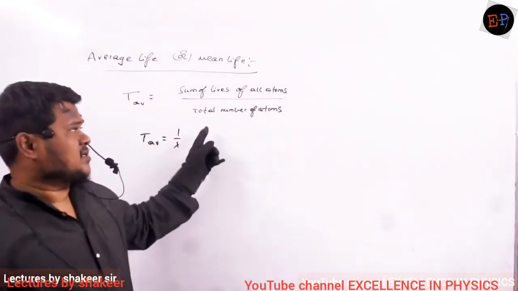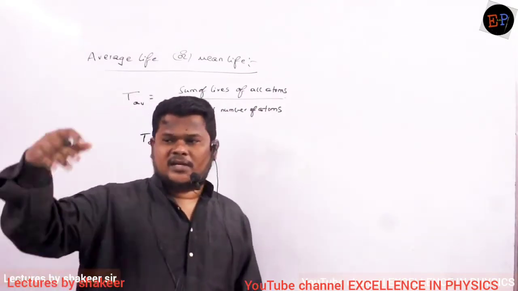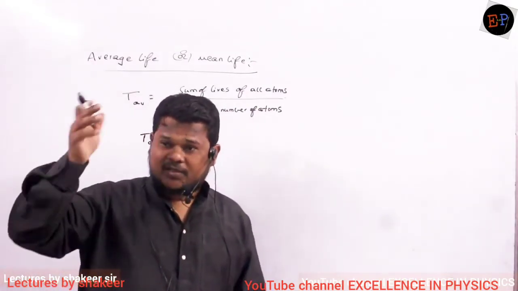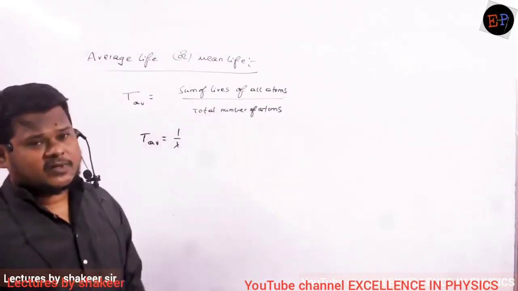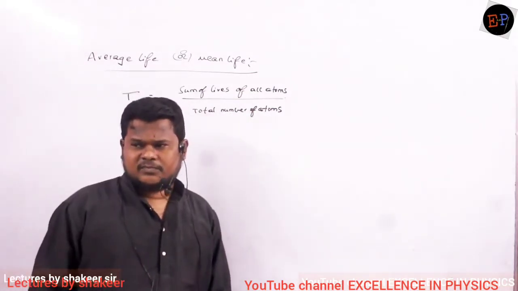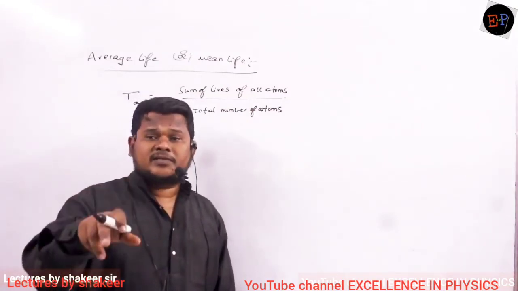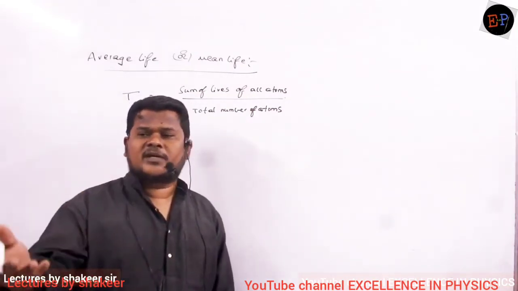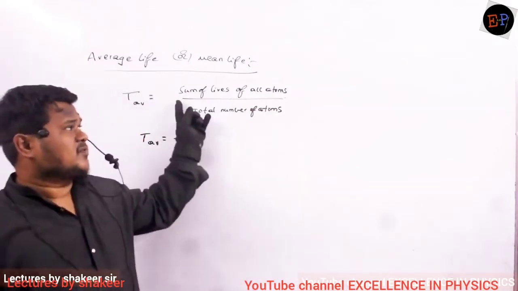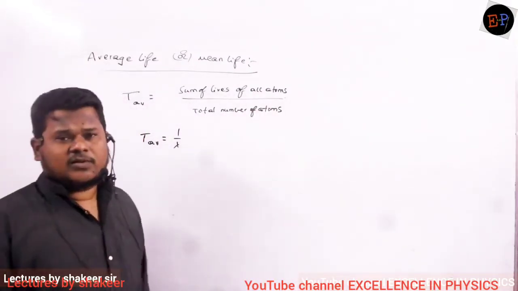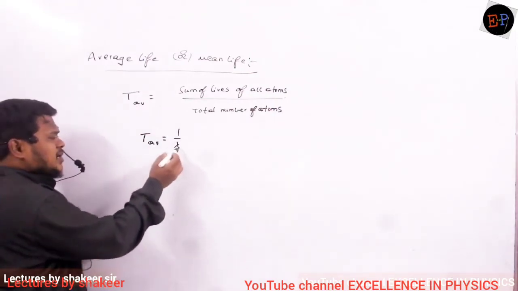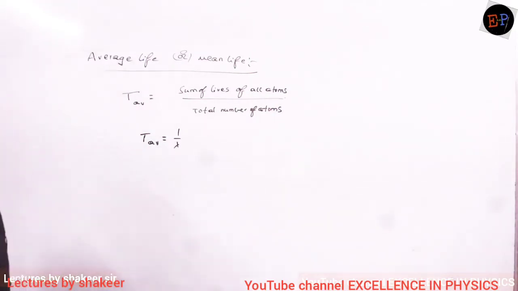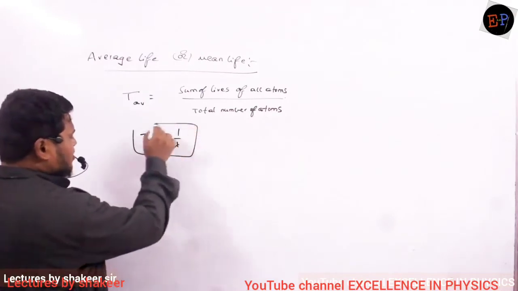If you say the first atom is disintegrating after 3 hours, the second atom is disintegrating after 100 years, anything can happen. So you take the sum of lives of all the atoms divided by the total number of atoms. Then you will get the average life only, no? Are you able to understand? It means on an average, after how much time an atom will disintegrate, that is called average life. So sum of lives of all atoms divided by total number of atoms, average. Okay, and the relation between average lifetime and decay constant: T average is exactly equal to the reciprocal of lambda.